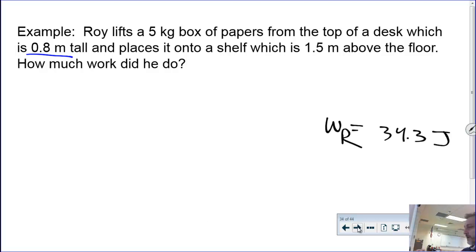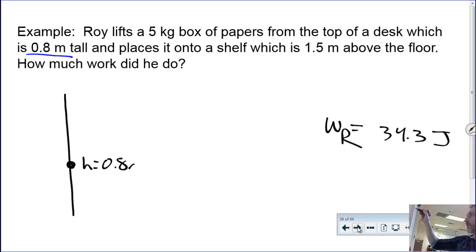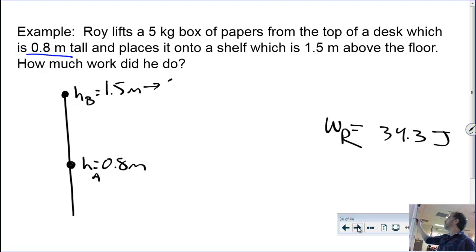Okay, so the box initially is at this point at a height of 0.8 meters. And then we lift it up to this point, so we'll call this our height at point A. And then our height at point B is 1.5 meters, right? Anytime you lift something, you assume it starts and ends at rest, right? So that means that really the only change we care about here is the gravitational potential energy, okay? So if you use the fact that we know the mass and the height, we can calculate the GPE at each of these points, right?